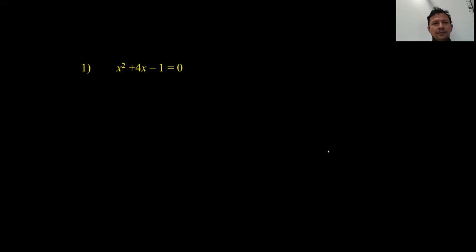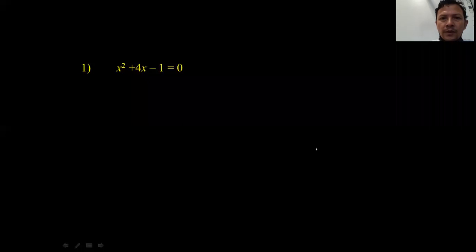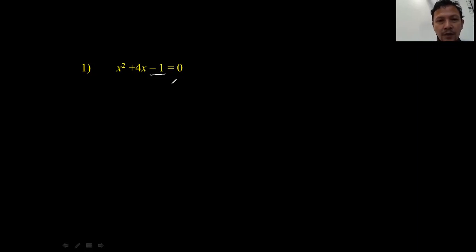First thing is to get rid of this minus 1. As we know, in solving an equation, we add 1 to both sides, because what you do to one side, you must do the same thing to the other side. So here it goes: x squared plus 4x equal to 0 plus 1, which is equal to 1.